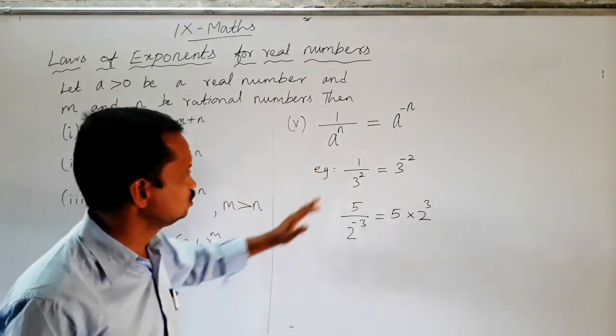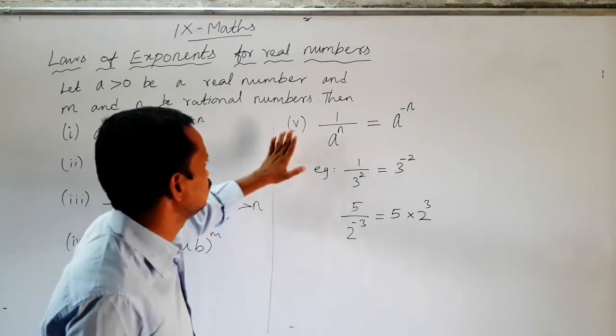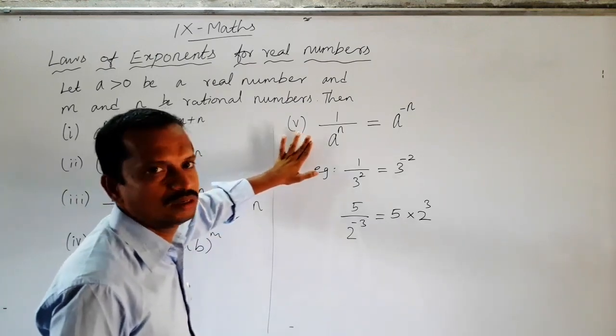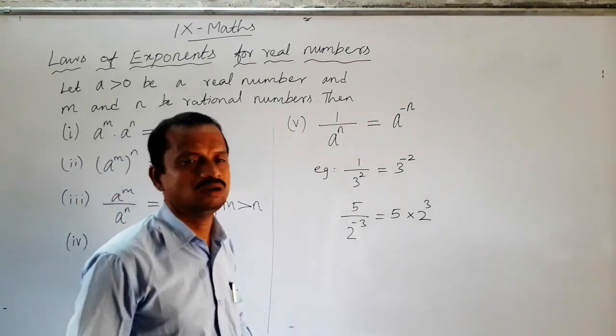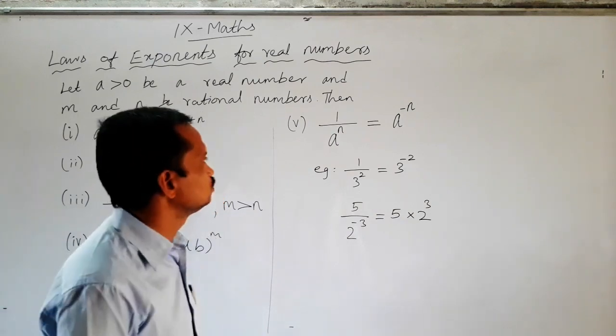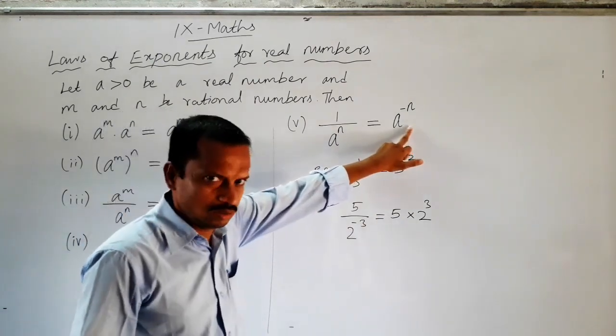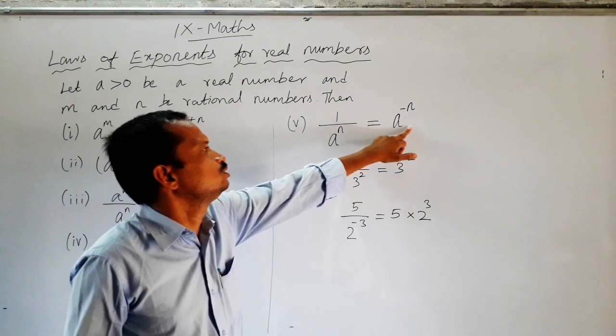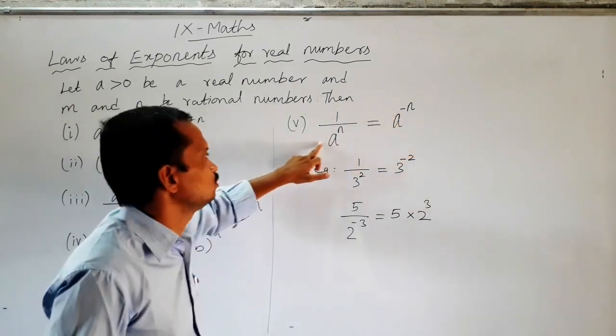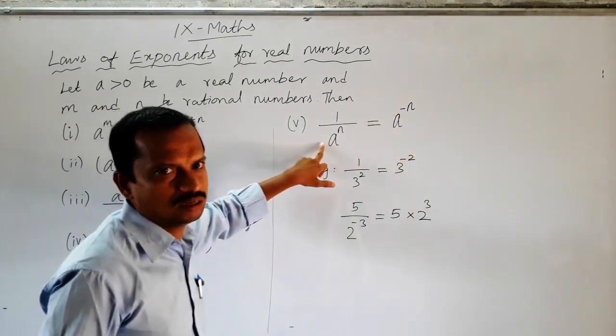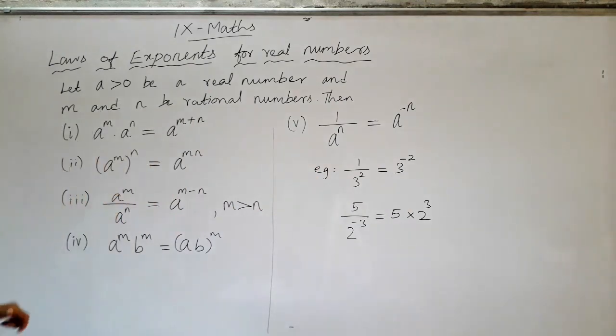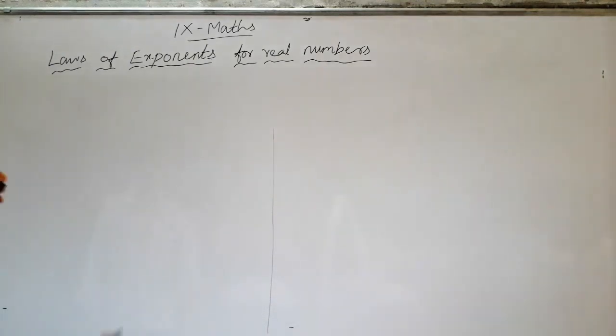Clear? So this is the way of writing, and under this law, 1 by a power n is nothing but a power minus n. This is the negative form. If you want to change the exponent to positive, then we can write it as 1 by a power n. And now coming to the next one.